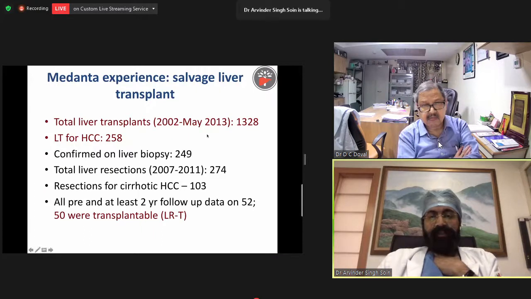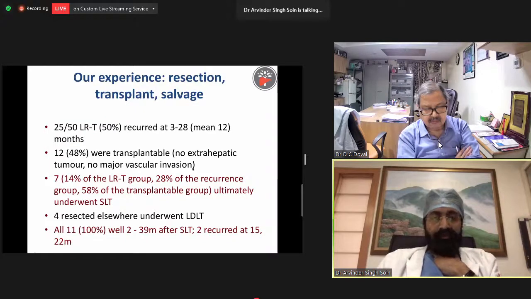So our salvage experience early on, we looked at these 258 transplants, confirmed on liver biopsy 249, total liver resections 274, resections for cirrhotic HCC 103, all pre and at least 2 years post follow-up data available on 52, 50 were transplantable. So 50 were transplantable who then actually underwent resection, and 25 of these 50 recurred at 3 to 28 months, and 12 of these were transplantable when they recurred.